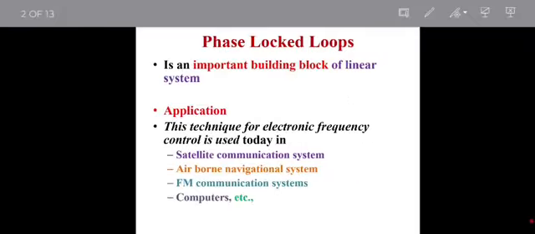The phase lock loop is the key technique for electronic frequency control. It is widely used in satellite communication systems, airborne navigation, FM communications, and even in computers. Now let us understand the basic principle of the PLL system.